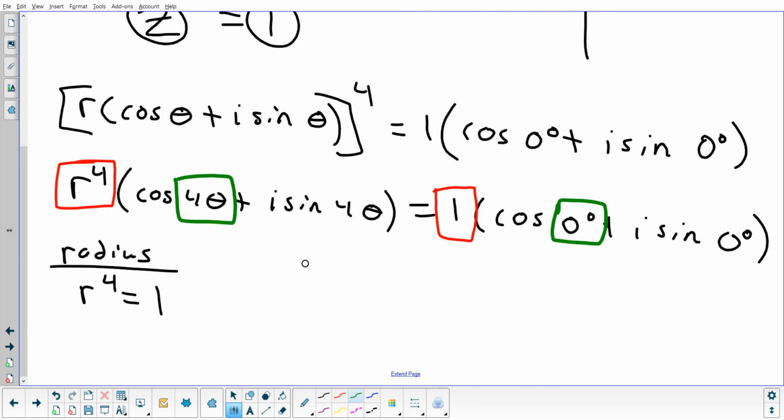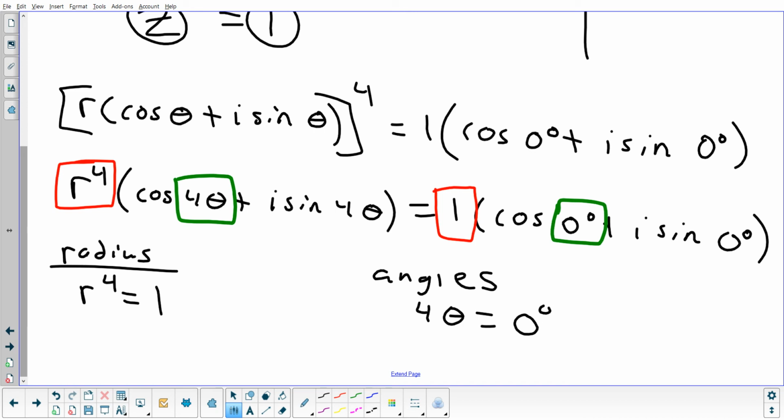Let's put this over here. So we have 4 theta equals 0. Now we're doing a 4th root. And I said this earlier. How many different answers did I say there would be? Yep, 4. The 4 different answers are going to come from there. They're going to come from the angles, plural.